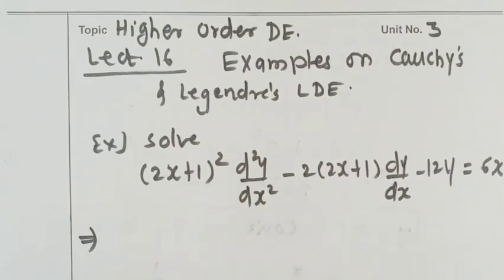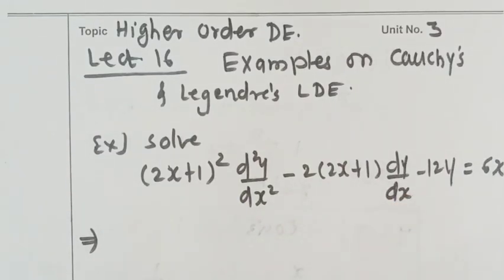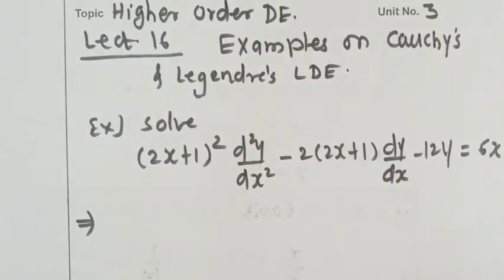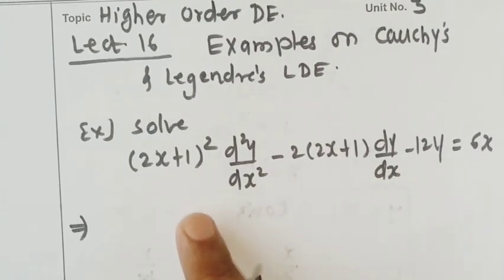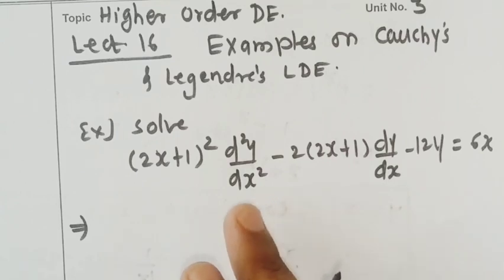Okay, so this is the next example: (2x+1)² d²y/dx² − 2(2x+1) dy/dx − 12y = 6x. Now if you see, the coefficients of the derivatives are in terms of the variable. So these are problems of Cauchy or Legendre's type.